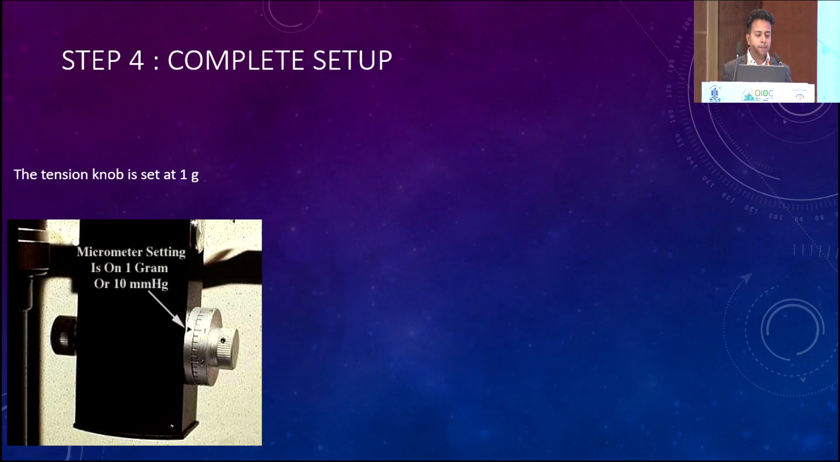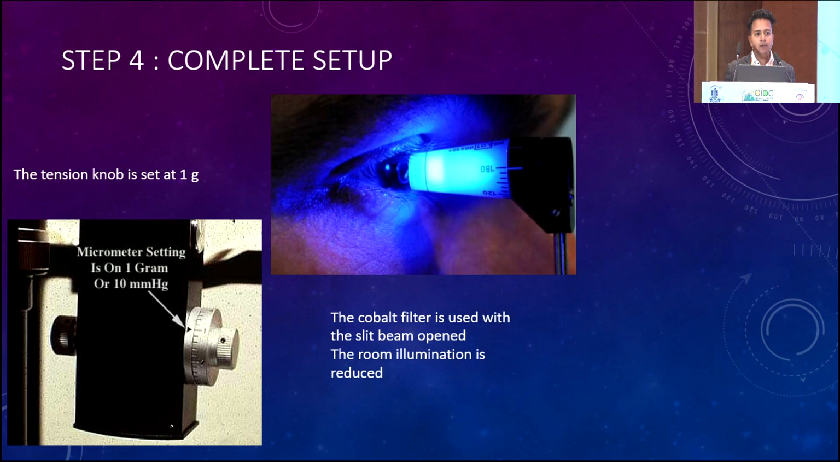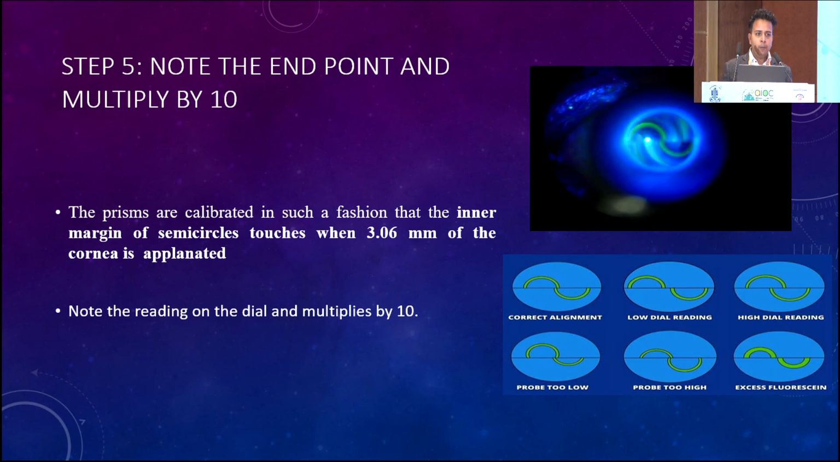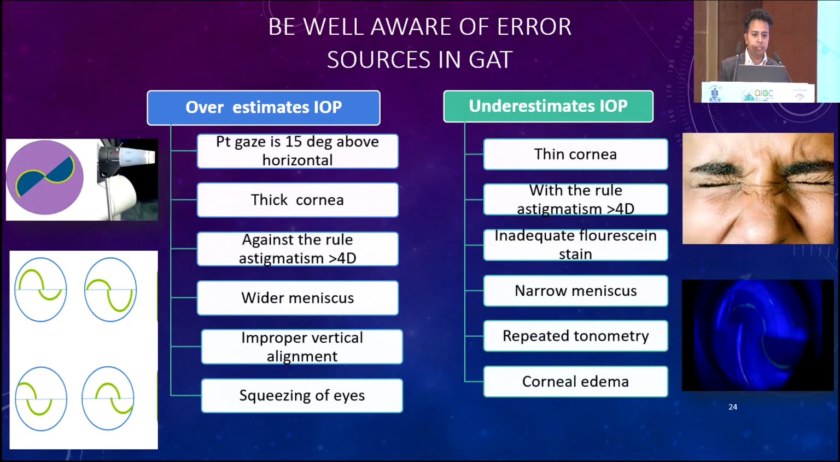Then complete the setup, bring the tension knob to 1. Don't set it at 0, because that will cause abrasion and because of hysteresis. Then use the cobalt filter, enlarge the beam, dim the room lights, and go ahead. Make sure you have approximately 60 degrees between the microscope and the illumination source. The end point is the meeting of the inner semicircles, and multiply by 10. That will give you the reading. But be well aware of the factors which can overestimate or underestimate your readings, like thick corneas, thin corneas, astigmatism, and accordingly we have to modify.